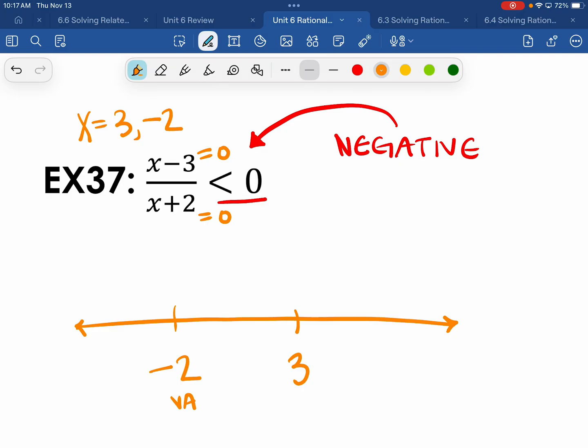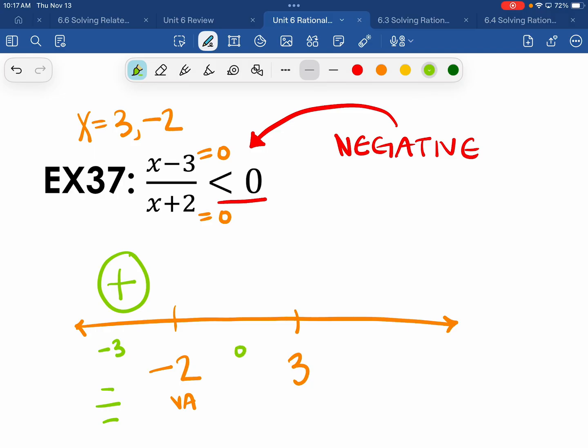All right, so now I've got to figure out my intervals. So what's a good number on the left side of -2? -3. So -3 minus 3 is? -6, negative. Because they're both the same sign. So negative, and then -3 plus 2 is? Negative. So double negative makes a? Positive. What's a good number between -2 and 3?